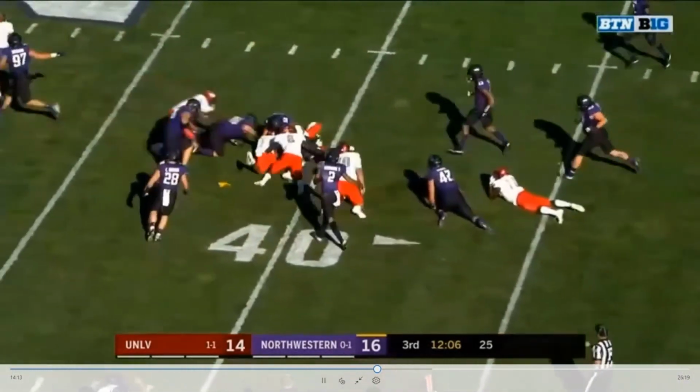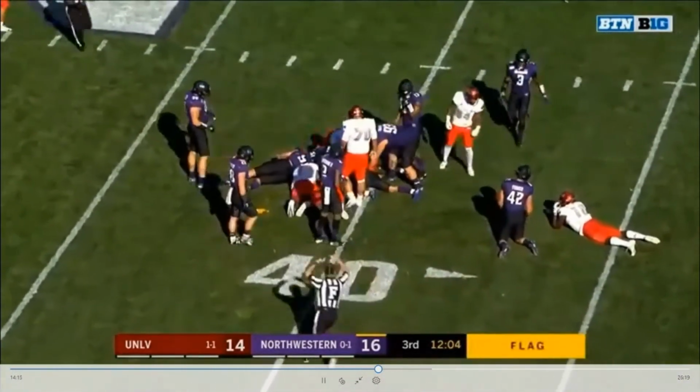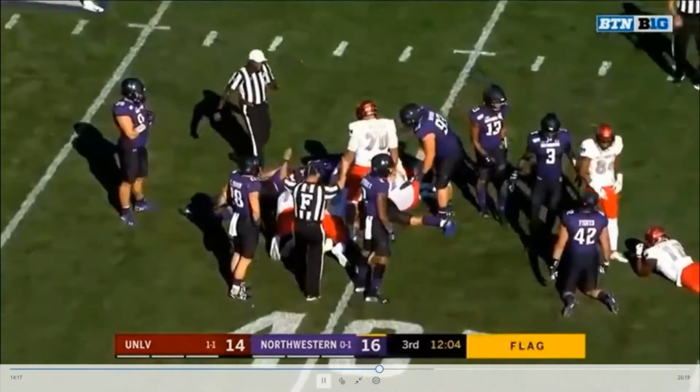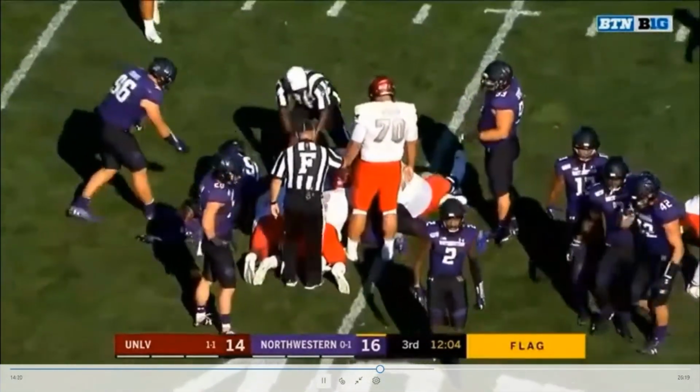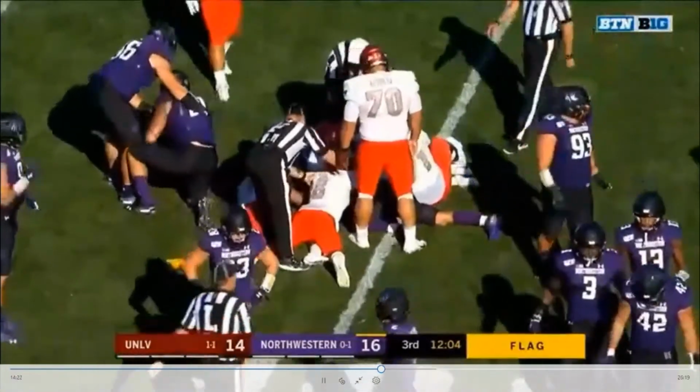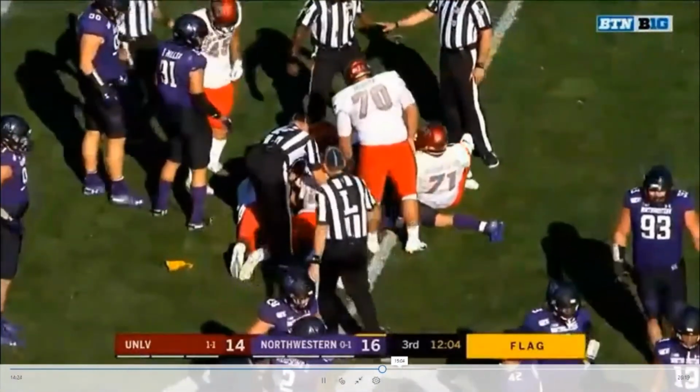So that block's a foul. Ball comes out. We've got a couple of flags down for it, including one from the line judge who correctly sees that and puts a flag down on it. Skip ahead to the coach's tape here.